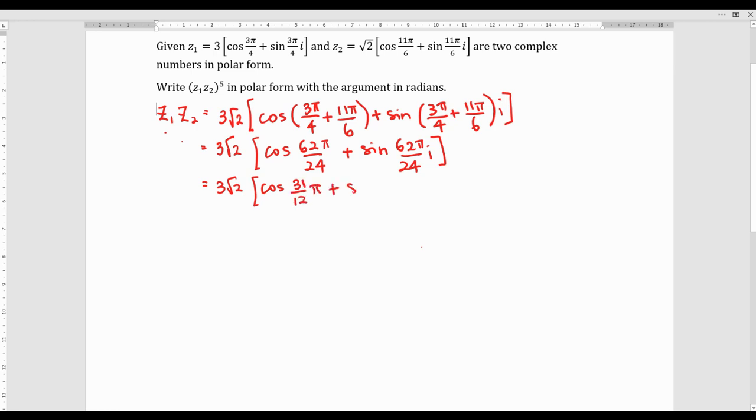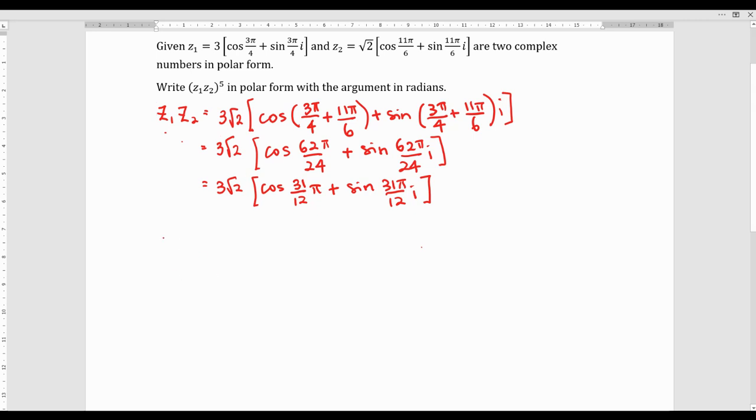Similarly, the argument for sine is also 31 over 12 pi, and then put i, because that will be the imaginary part. So what we have here is the product.